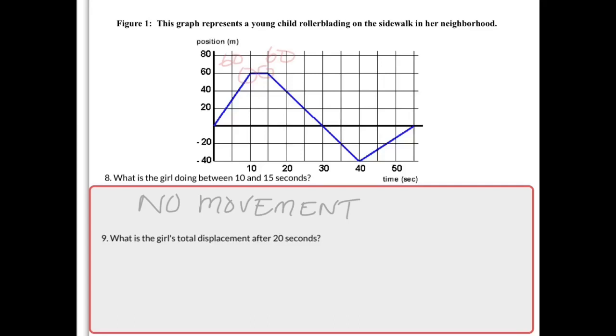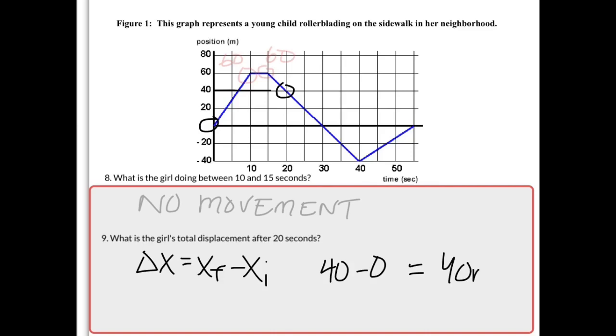Question number 9 asks, what is the girl's total displacement after 20 seconds? Again, total displacement is going to be the change in displacement, which means the final position minus the initial position. So let's look, after 20 seconds, you end up here. So your final position is at 40 meters. Your initial position was at 0 meters to start. 40 minus 0 is simply 40 meters is your total displacement. And notice that's a positive 40 meters, meaning you went forward 40 meters after those first 20 seconds.